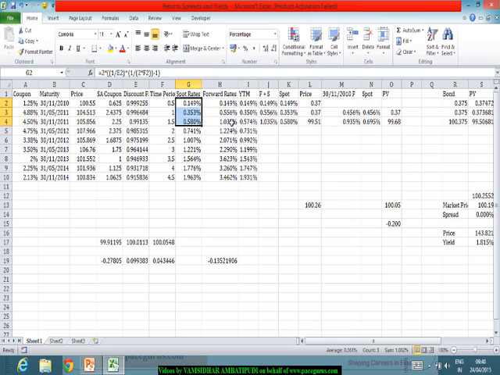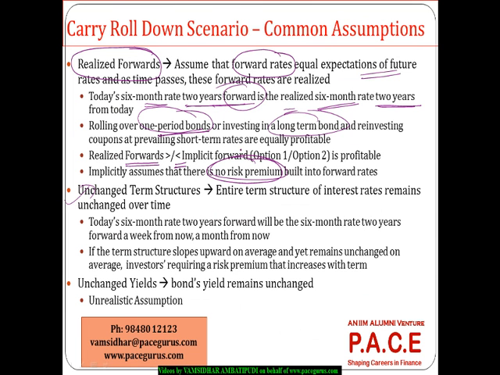right? Which means here, if I am saying this is a 6 monthly rate 6 months from now, even after 6 months, I'll say the same. The 6 monthly rate 6 months from now is going to be 0.556%. The 6 monthly rate 1 year from now is 1.035. Even after 6 months, I'll say the same: the 6 monthly rate after 1 year is going to be 1.035%. That is what we are calling a term structure being unchanged.